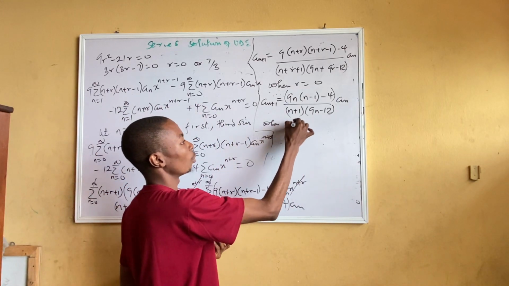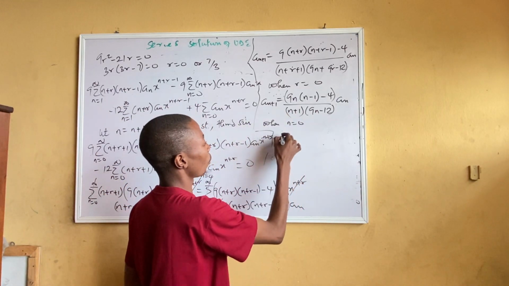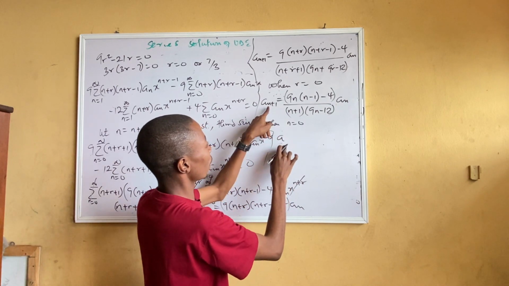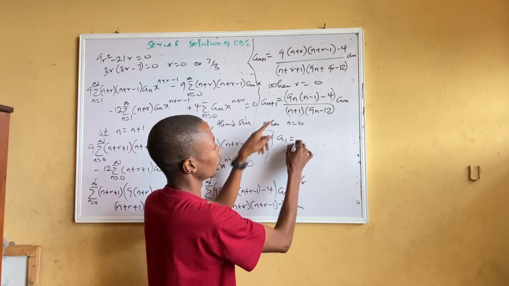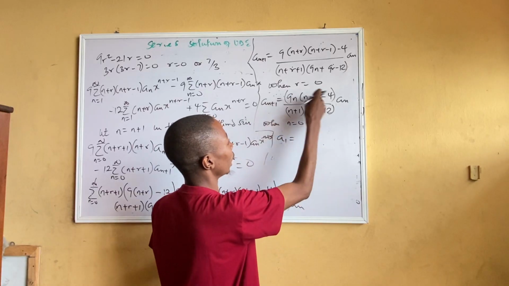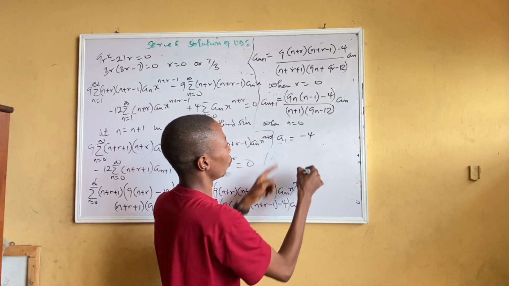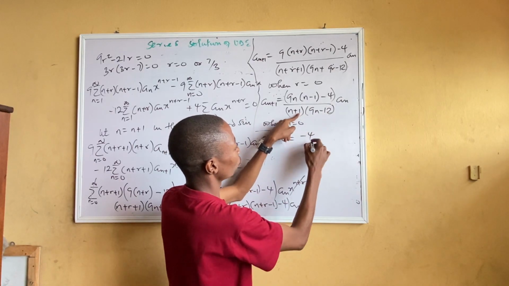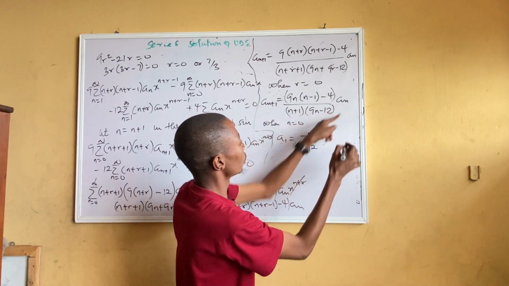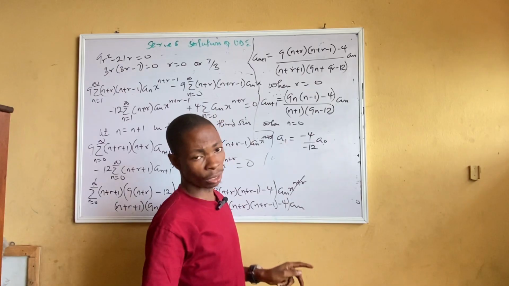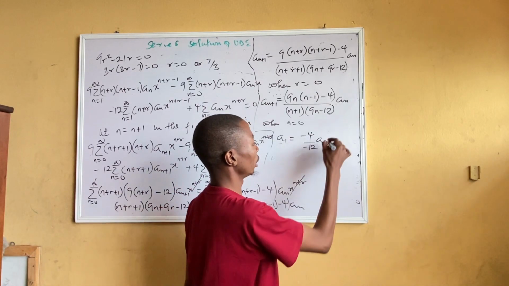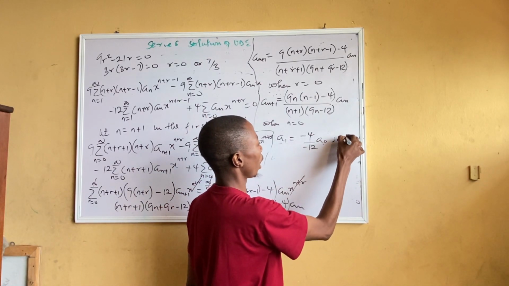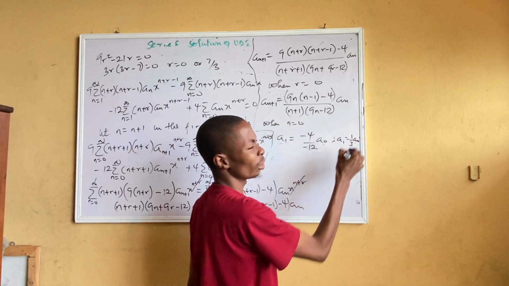So when n is 0, what is our a1? This will be a_{0+1}, a1. If n is 0, it will turn to minus 4 in the numerator, and in the denominator this will be 1 times minus 12, multiplied by a naught. What is minus 4 over minus 12? That's 1 over 3. It means that a1 equals 1 over 3 a naught. a naught is constant.